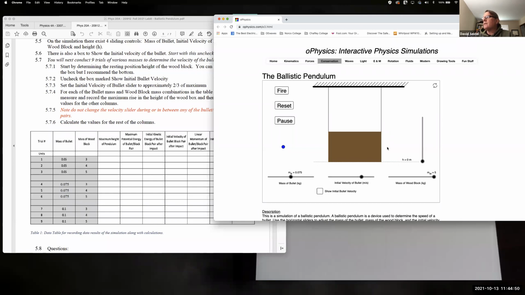We already had the length, so we'd have L times sine theta equals the height. So we could get the length here that it moved. So then we could get theta, and then L cosine theta. We'd use that in the expression of L times 1 minus cosine theta to get the height, like we've done in some other things. But in this simulation, you're just going to use the slider to get the height.